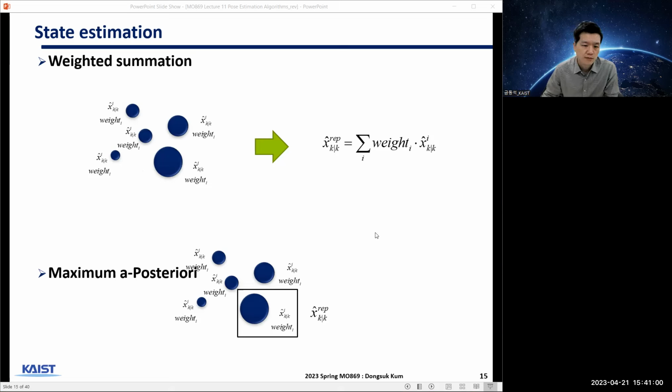And then we need to repeat this process iteratively, recursively. Predict, correct, okay.